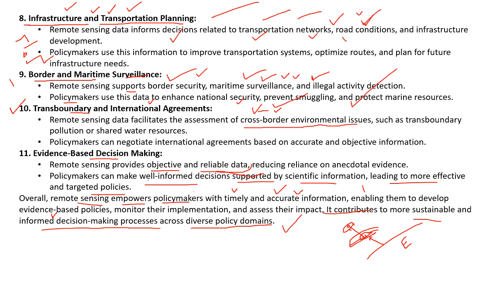Before I move to chapter 2, let me conclude that in chapter 1 you learn three things. The first is the definition of remote sensing. The second, you learn what are the elements of remote sensing. And the third thing, that how remote sensing and policy making, there is a link. So you learn these three things here.